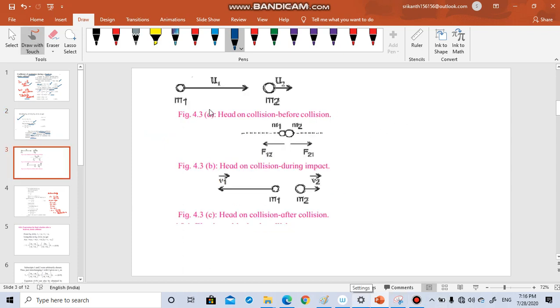So these are the three diagrams we have seen yesterday also. This is before collision. u1, u2 are the initial speeds. m1, m2 are two different masses. They had a collision, and after collision, let us say this is going in this direction, this is going in another direction. If you try to understand conceptually, these are the final speeds.